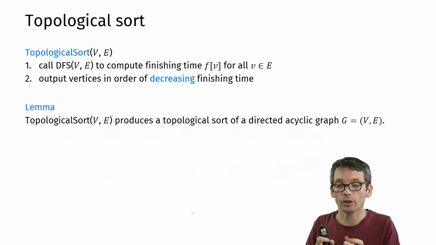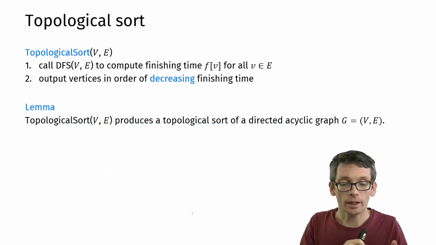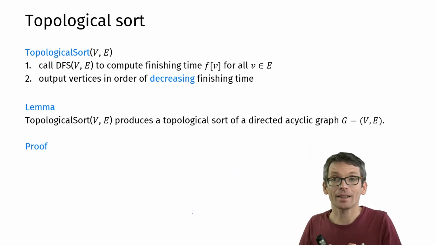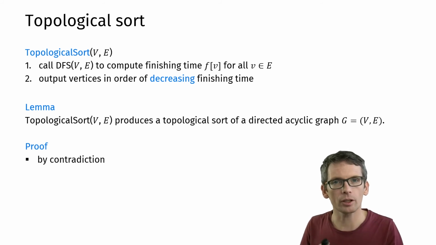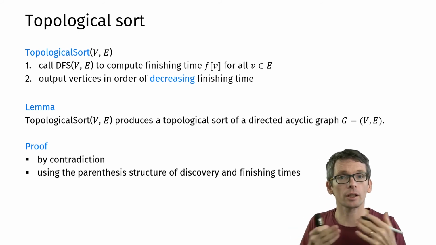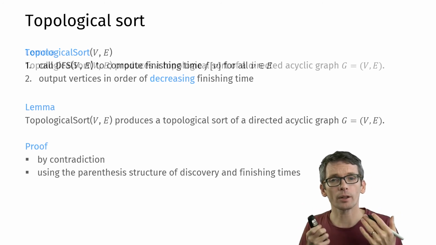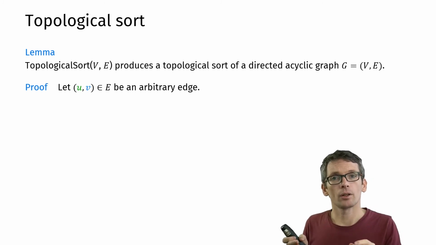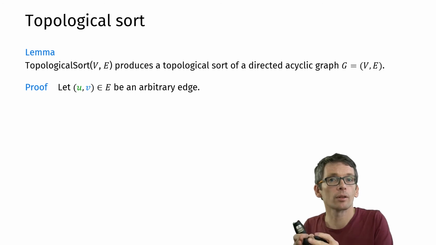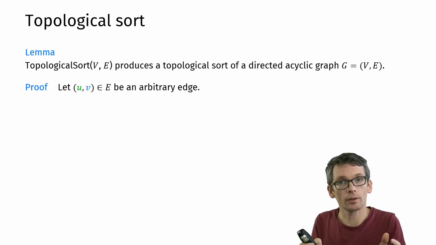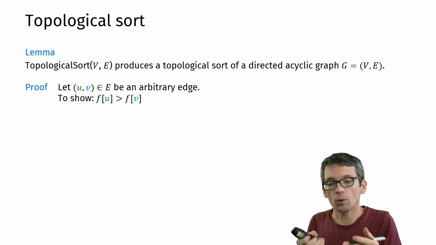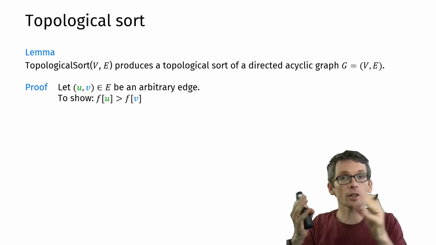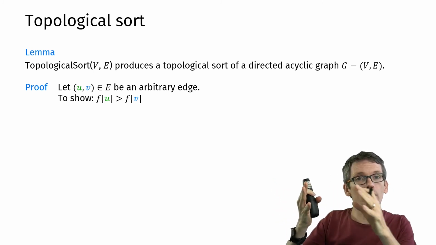So first observation: this algorithm, given a directed acyclic graph, actually produces a topological sort. Why is that the case? We're going to do a proof by contradiction, and we're going to use the parenthesis structure of the discovery and finishing times. So what does proof by contradiction mean here? We're going to look at an arbitrary edge, and we want to show that it points from a smaller index to a larger index. So we need to show that f of u is larger than f of v, because we have the vertices in decreasing finishing times.